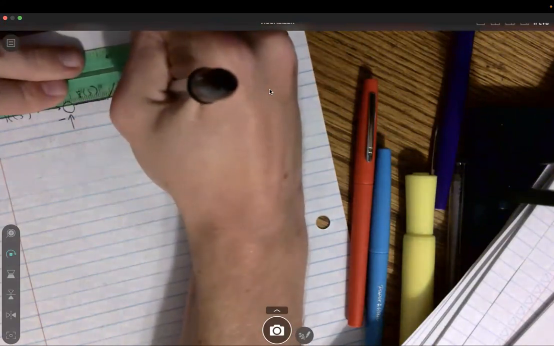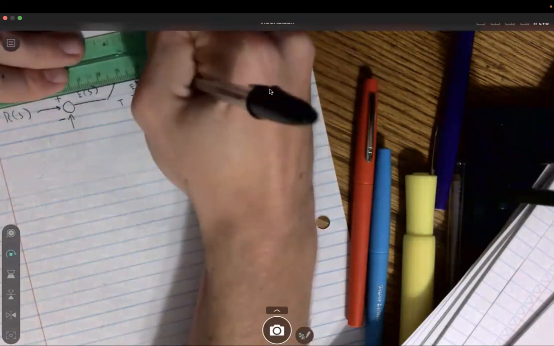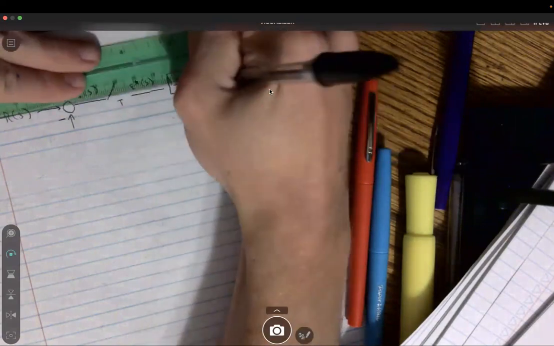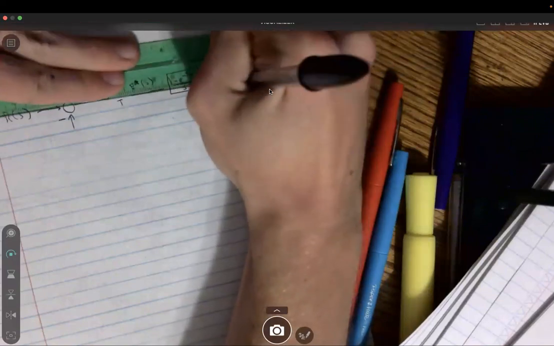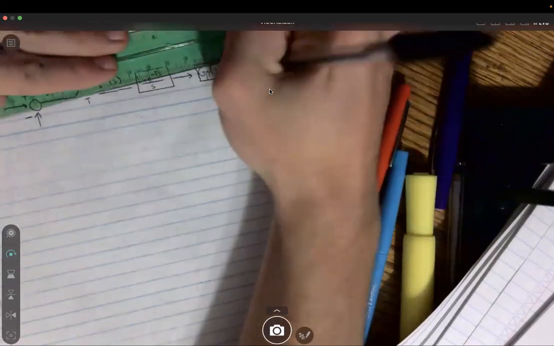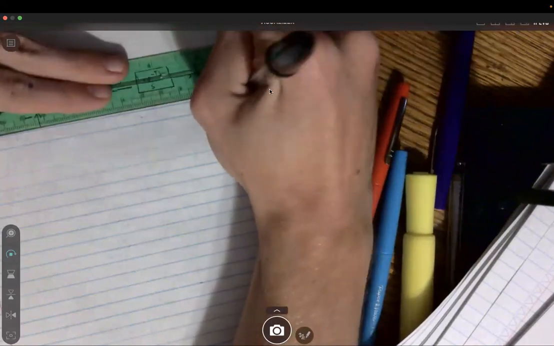And then it's going to be (1 minus e to the negative T S) all over S, and then we're going to have our G_P of S. And then we're going to have our output C of S, and then it's going to feed back here.